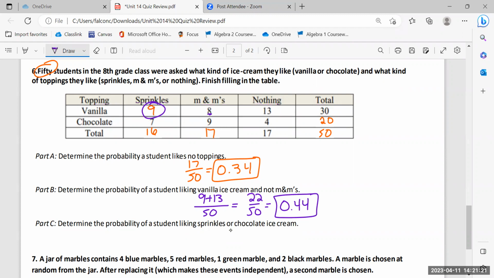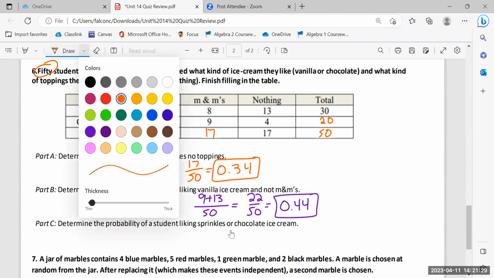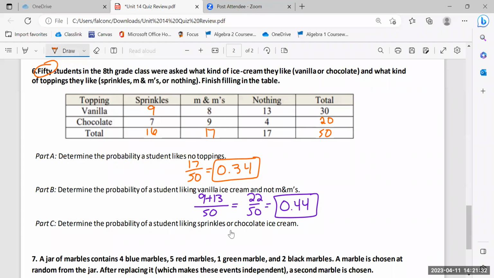All right, last question for this table. Determine the probability of a student liking sprinkles or chocolate ice cream. So another or probability. So this is where we use our addition rule. So probability of sprinkles or chocolate. So we want probability of sprinkles plus probability of chocolate minus probability of sprinkles and chocolate. So we're using our addition rule.